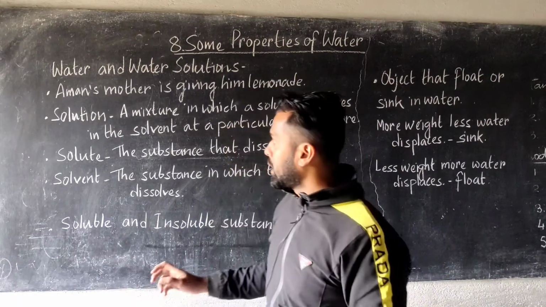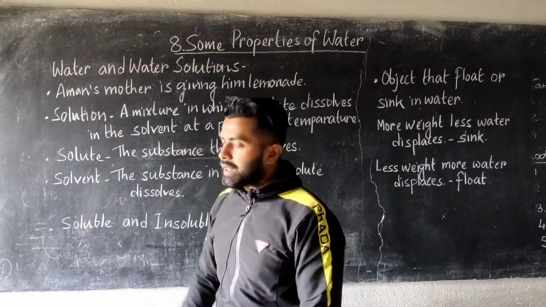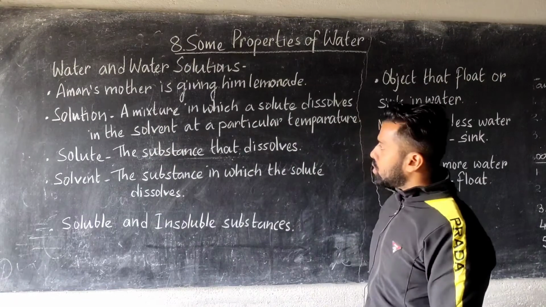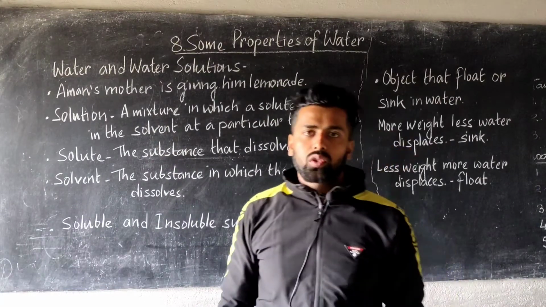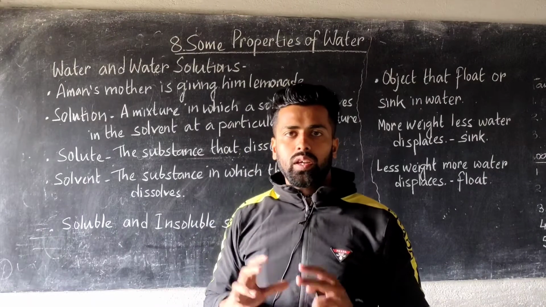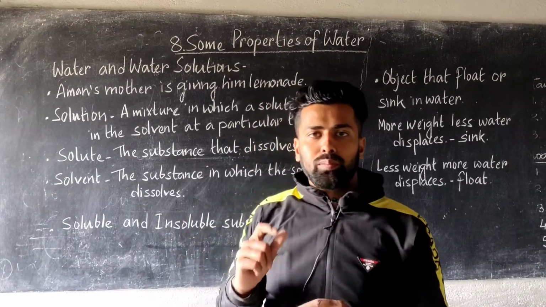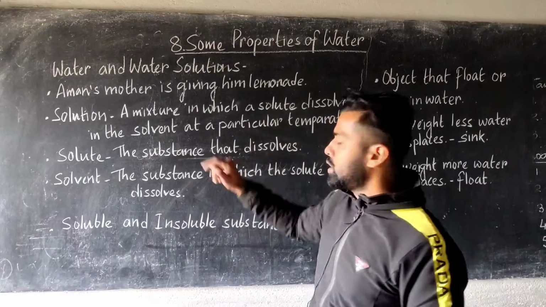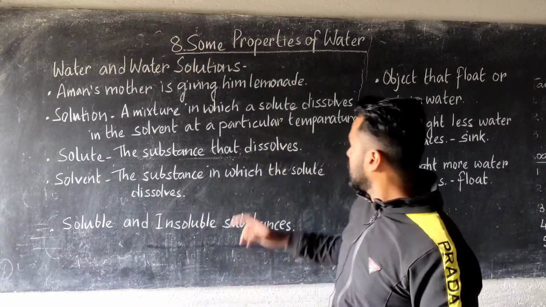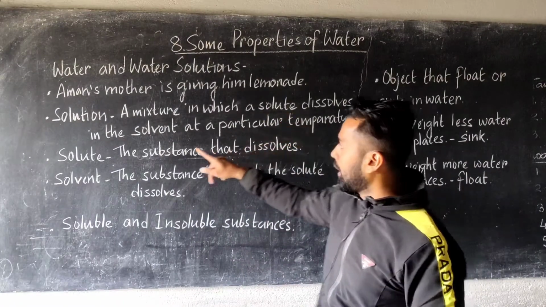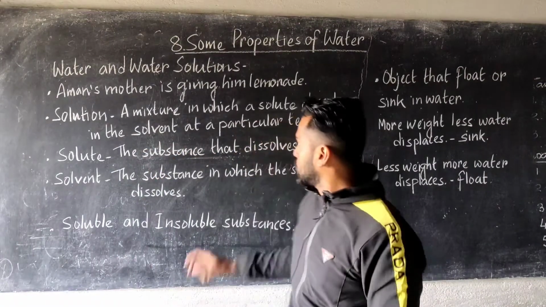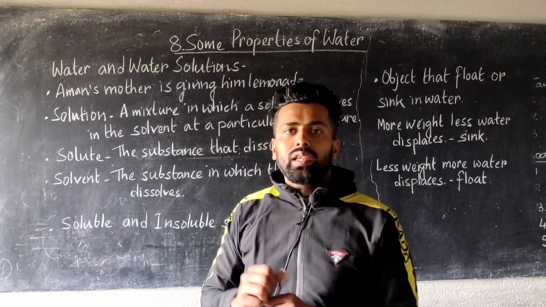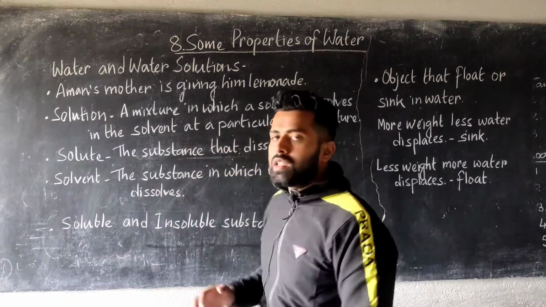Next we will talk about what a solution is. A solution is a mixture in which a solute dissolves in the solvent. Mixture means two things are mixed there, and there will always be a solute and a solvent in a mixture. This solute will dissolve in the solvent. So when those two things are mixed, we get a solution.